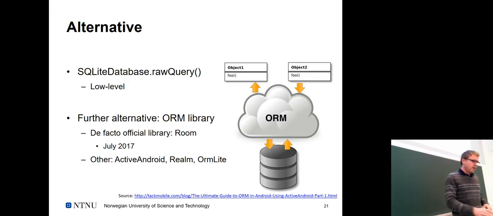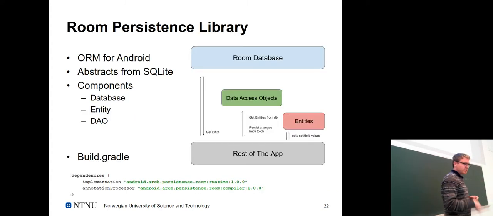So there are alternative solutions here. They're called Active Android, Realm, ORM Lite, alternatives. But I'll just go into the Room Persistence Library because that seems to be, I think, something that will stay around. So it's worthwhile for you investing a bit of time into it and having a look at it, but also developing experience there.